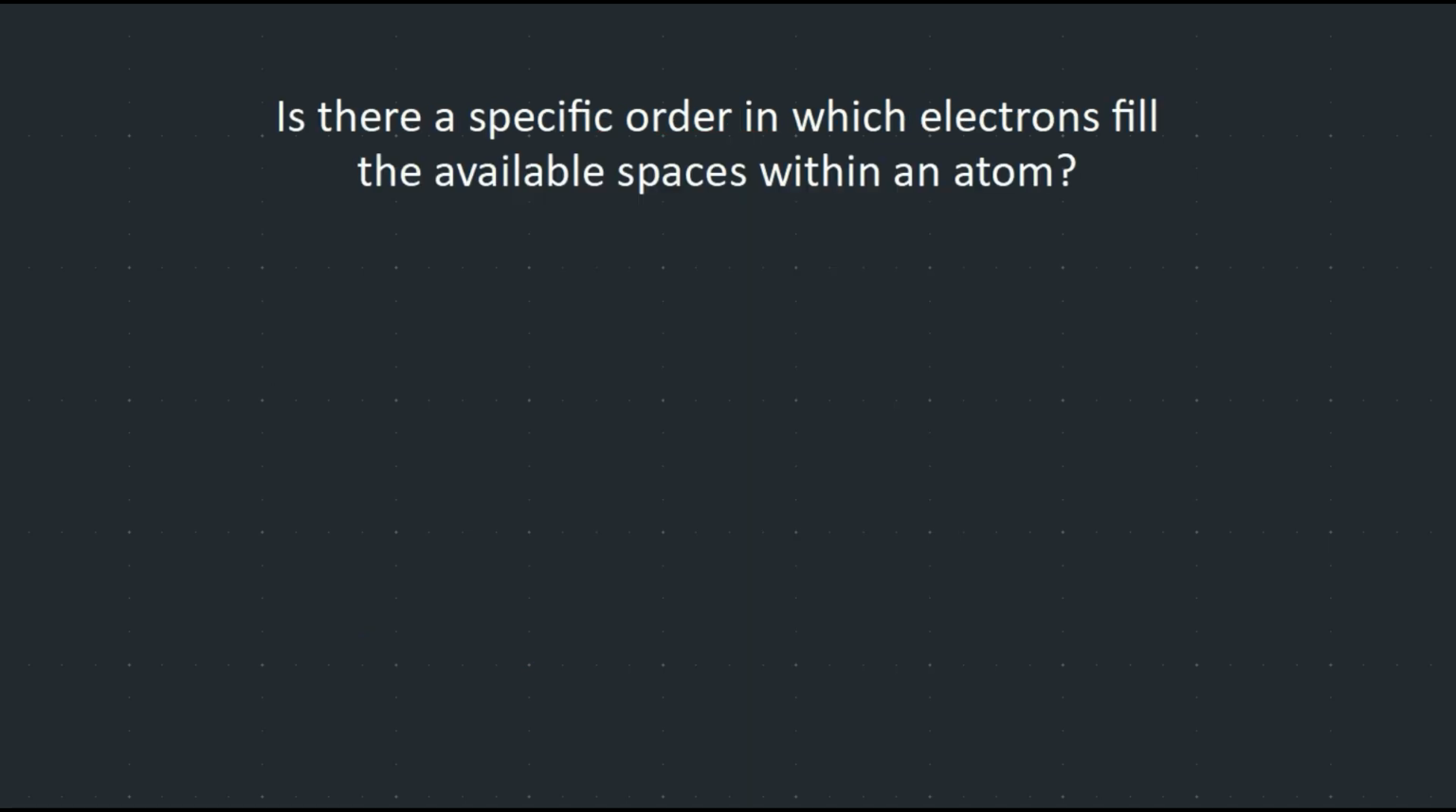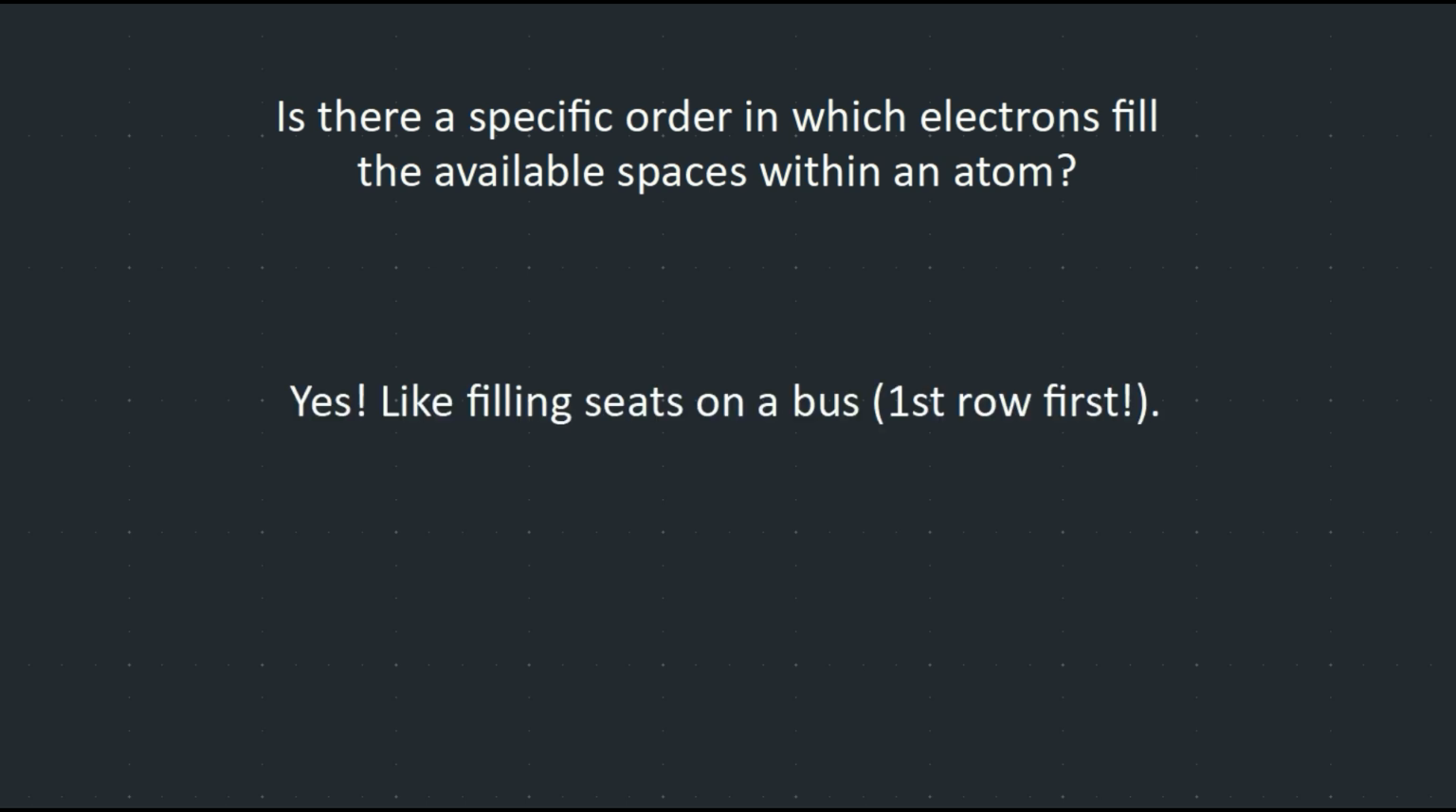Now the question is, is there a specific order in which the electron fills the available space? We understood there is space, but is there a particular order in which the electrons fill the space? And the answer is, can you take a guess? Yes. They do so, like filling the seats on a bus. If there is a strict teacher and kids are standing to occupy the seats, what happens? They sit in a particular order. The teacher orders them to sit in a particular order. The first go to the first two seats and so on and so forth. Is it not? Similarly, electrons do the same.